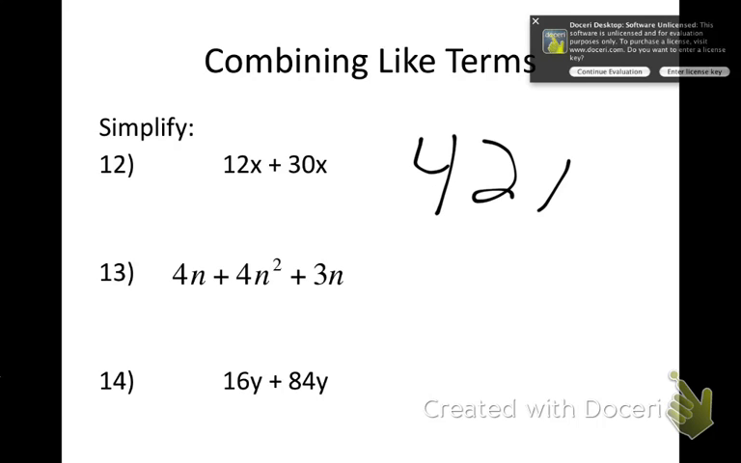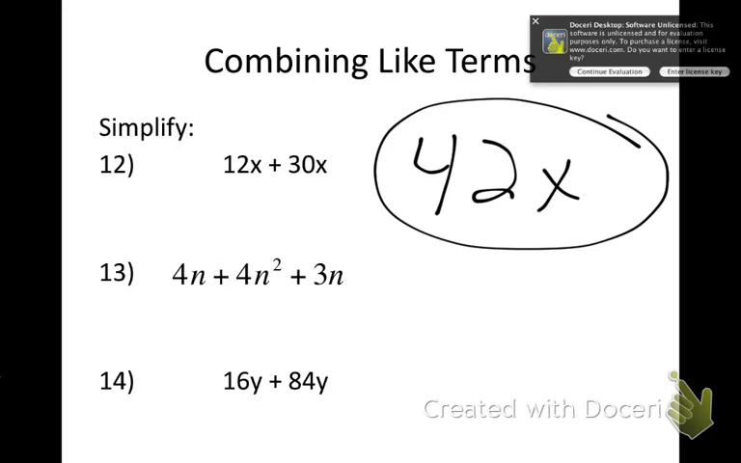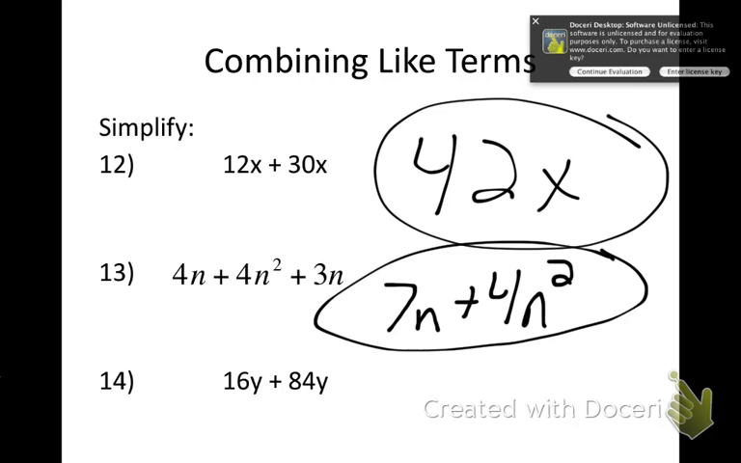And again, the big thing is there, you don't add or subtract the x's. The variables stay the same. Now, number 13, I have 4n plus 4n squared plus 3n. Notice, different exponents. I can't combine everything here. Okay, it has to be the same variable and the same exponent in order to combine. When I do combine like terms here, what am I going to get, John? 7n plus 4n squared. Very good. Again, notice, can't combine the two of those because those are different terms.